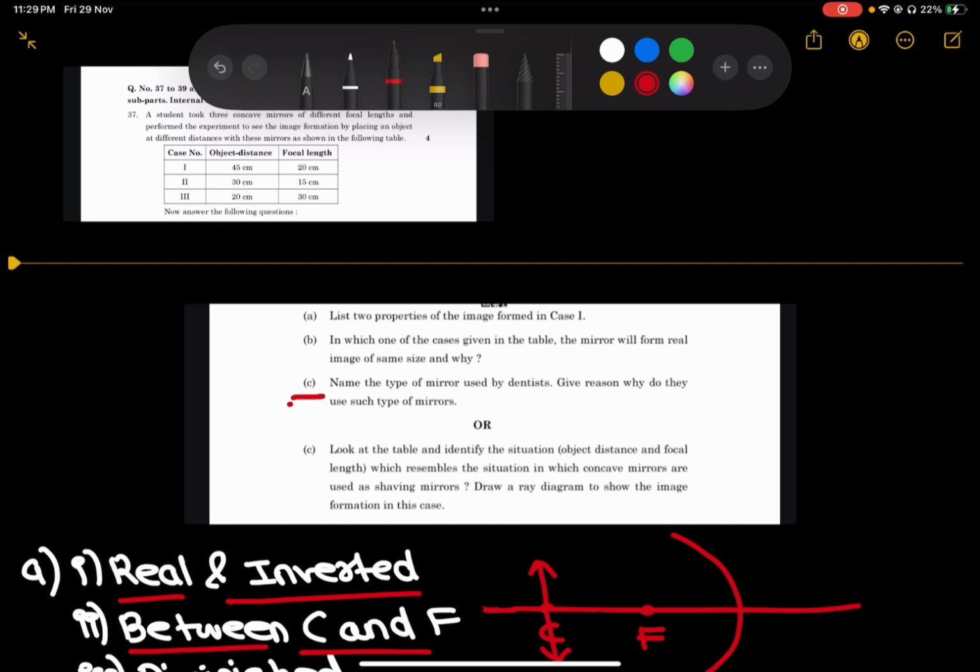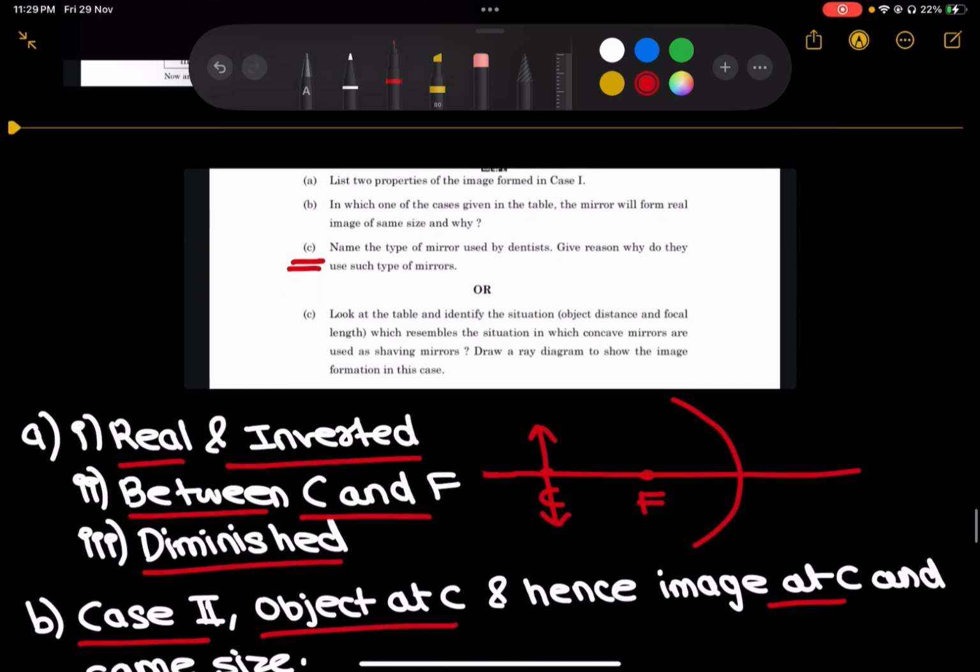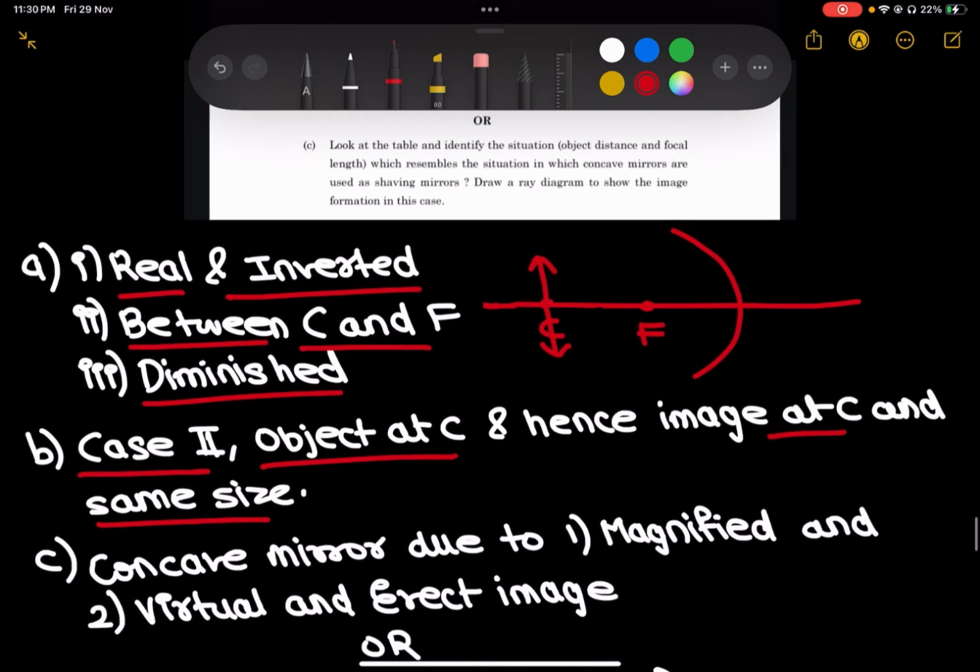Now moving on. C, the first one. Name the type of mirror used by dentists. Give reasons why they use such type of mirrors. I had explained at the time of uses of concave mirrors, right? So concave mirrors are used by dentists. The reason for this is concave mirrors produce virtual and magnified images. If you remember, in the sixth case, the virtual and magnified image is formed. So the dentists use such mirrors to magnify the teeth so that they could get a clear view. Hence that is the reason.